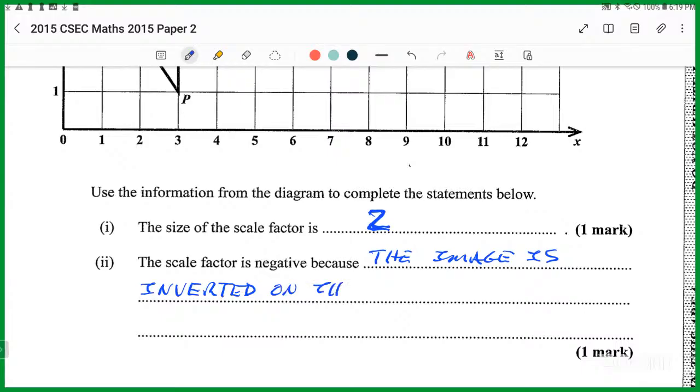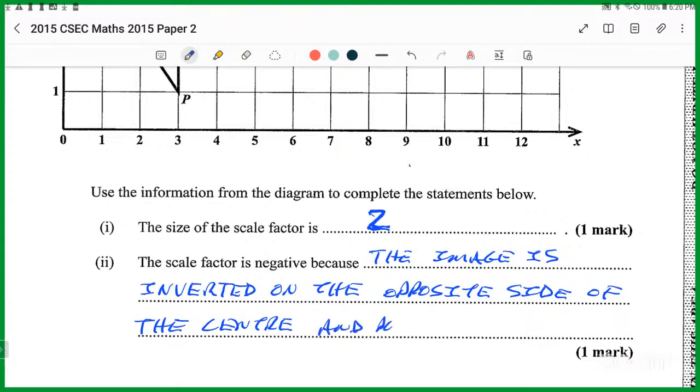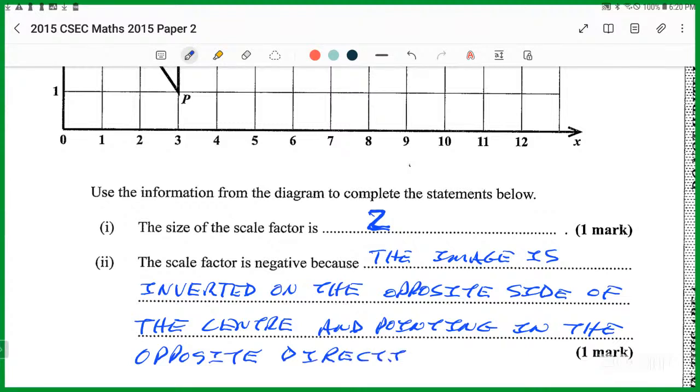On the opposite side of the center and pointing in the opposite direction. Now you should be able to get this and write it out.